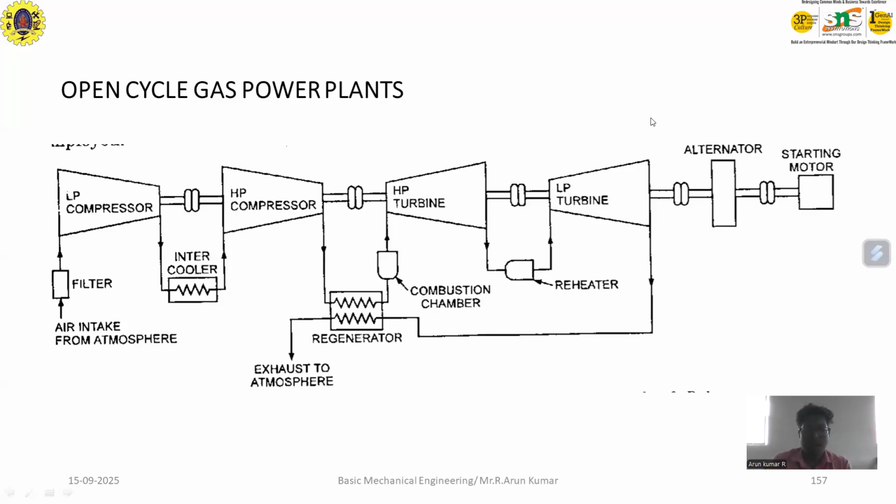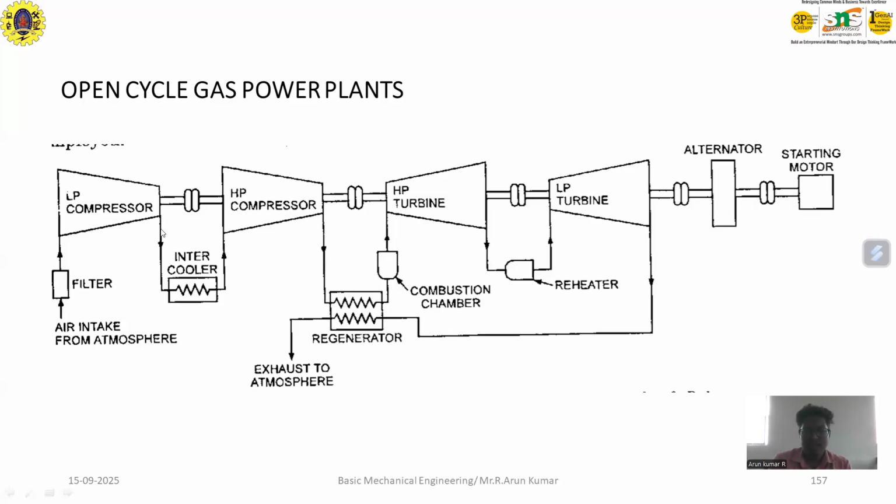First of all, how does the open cycle gas power plant work? Let's consider this: my low pressure compressor and a high pressure compressor, a high pressure turbine and low pressure turbine, and an alternator and a starting motor. The main working is that air is taken in from the atmosphere, filtered, and passes through the low pressure compressor. The low pressure compressor is coupled with the high pressure compressor, and in between them the compressed air is transferred into the intercooler. The intercooler is connected to the other end of the high pressure compressor.